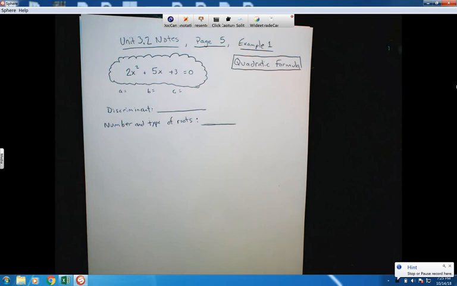It's on page 5 of your notes, and it's example 1. And here is the problem right there. If you want to pause this for a moment and get your note packet out and ready, that's fine. And then get started. So here we go.